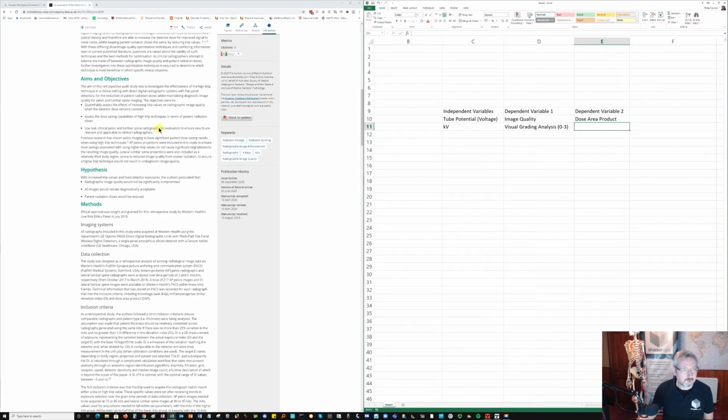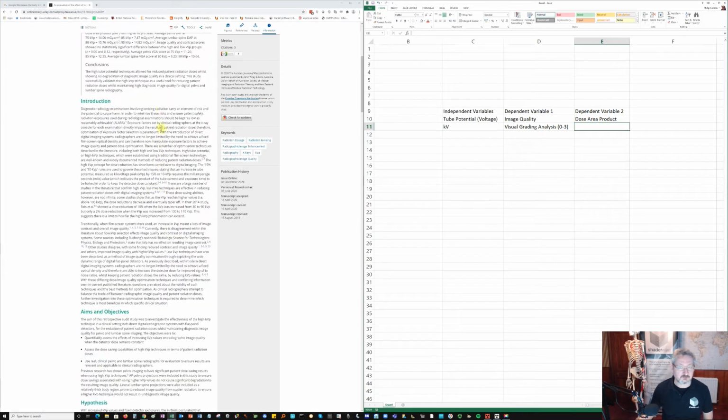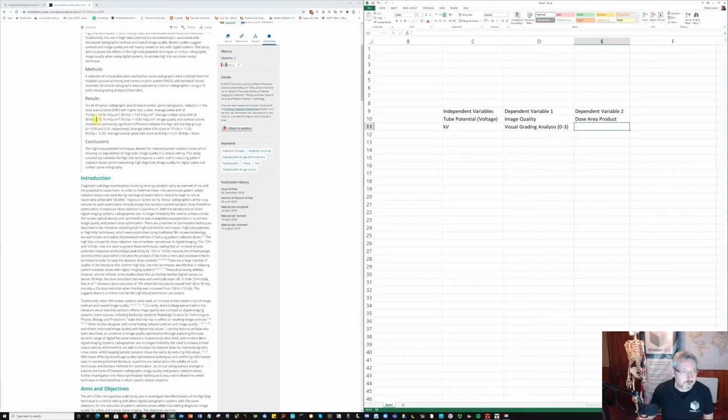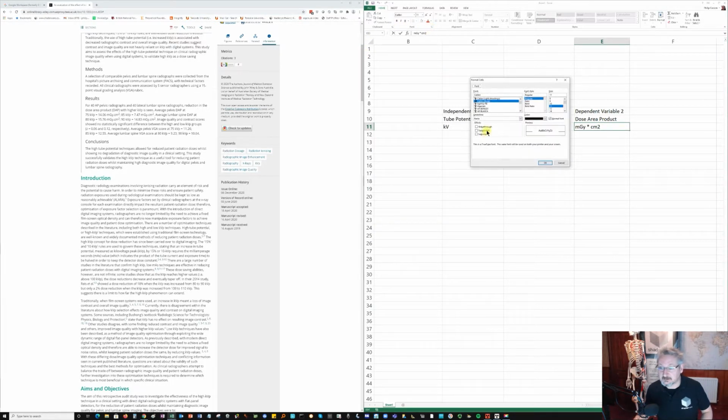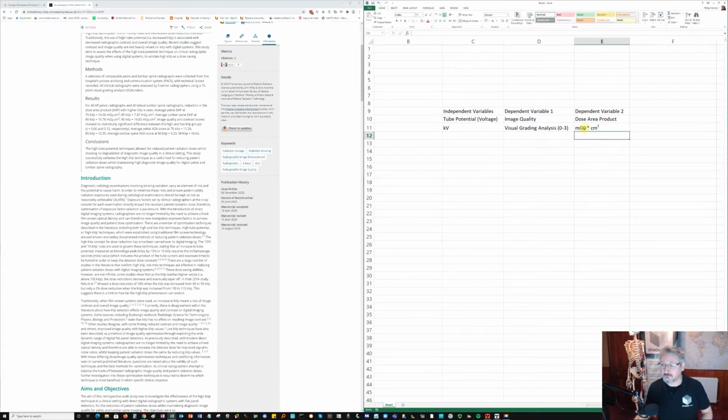I'll look in the abstract, because it should have the dose area product in the abstract there. Milligray centimetre squared. So milligray, and it's multiplied by, a lot of people get that wrong, centimetre squared, and you can superscript the 2 there. So you go into the font window here and hit superscript. Okay, so that's the units, milligray centimetre squared for dose area product, visual grading analysis 0 to 3, and kVp.